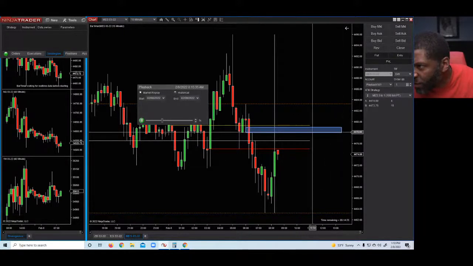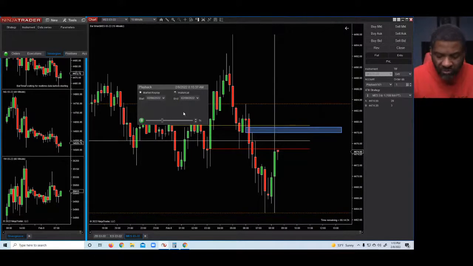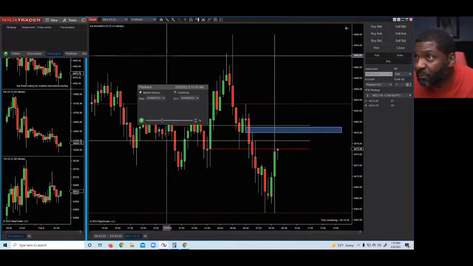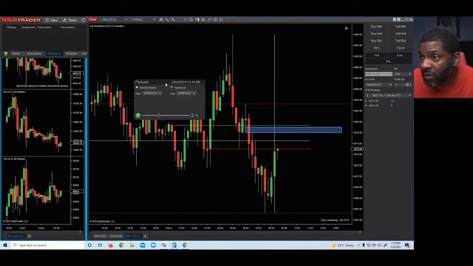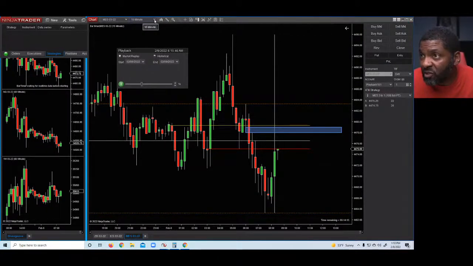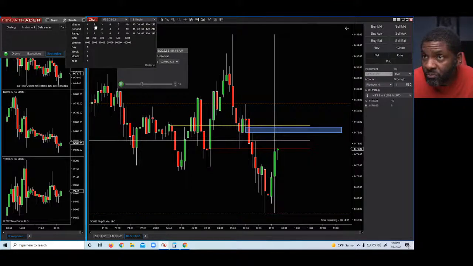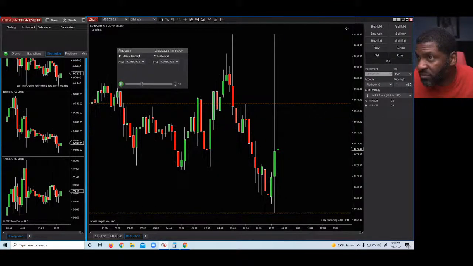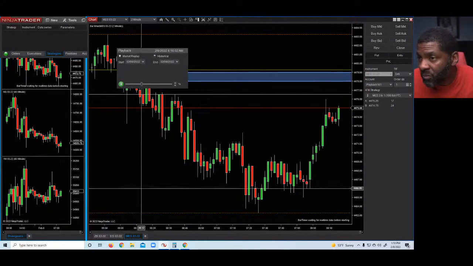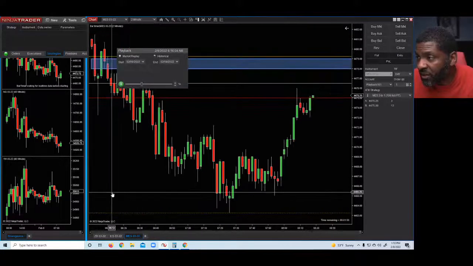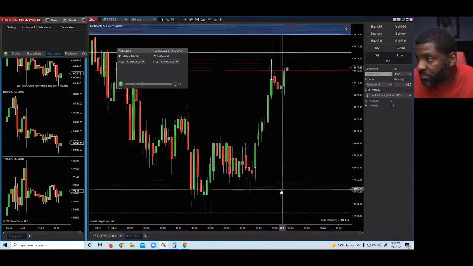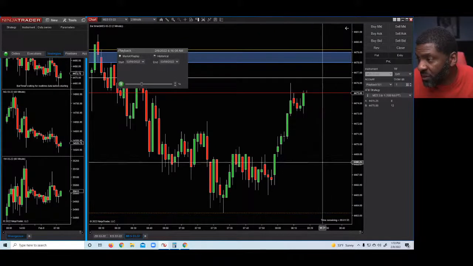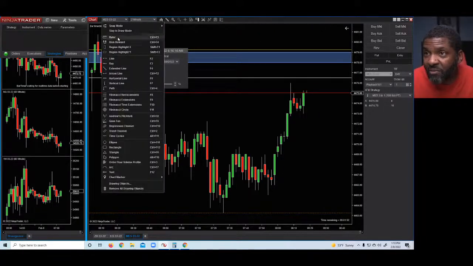And don't worry about that weird wick. It does that sometimes on playback. When you're in playback, it does weird glitches like that. Okay, so it dropped down. See how it's gone now? And it took out my 830 line and everything.